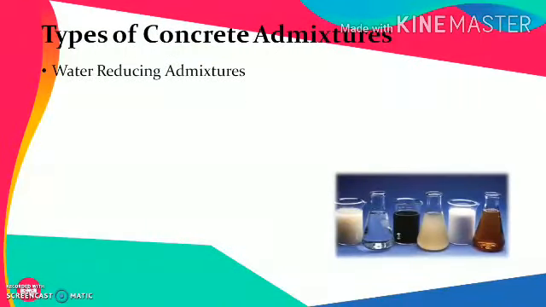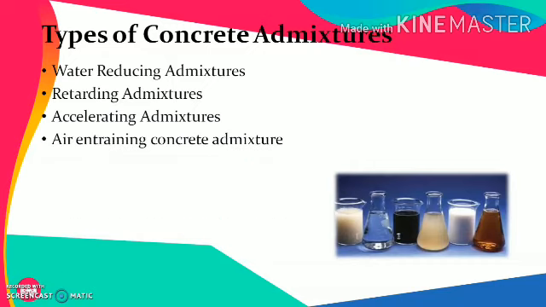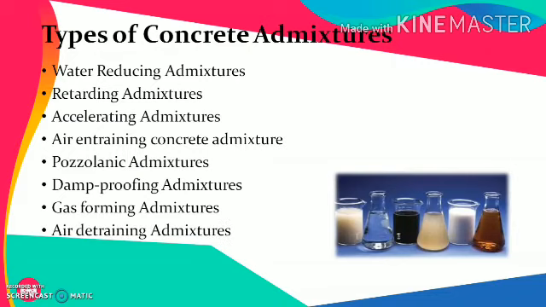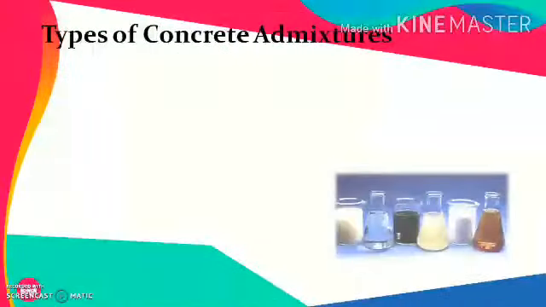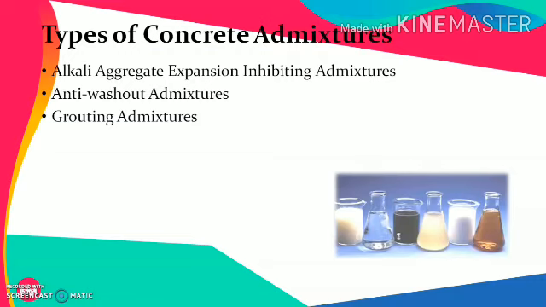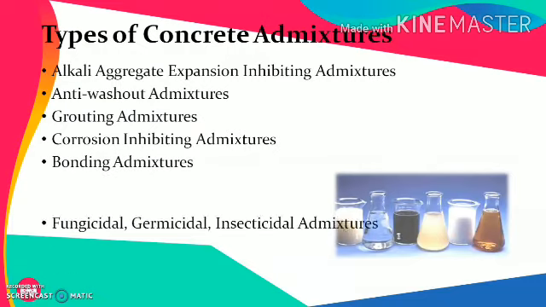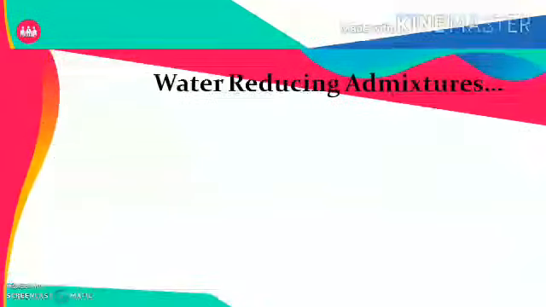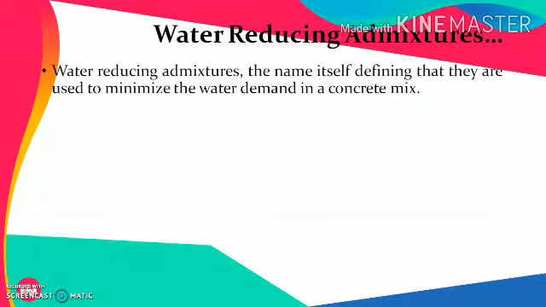So the different types of concrete admixtures include water reducing admixtures, retarding admixtures, accelerating admixtures, air entraining admixtures, pozzolanic admixtures, damp proofing admixtures, gas forming admixtures, air detraining admixtures, alkali aggregate expansion inhibiting admixtures, anti-washout admixtures, grouting admixtures, corrosion inhibiting admixtures, bonding admixtures, fungicidal, germicidal, insecticidal admixtures, and coloring admixtures. So we'll start with water reducing admixtures.